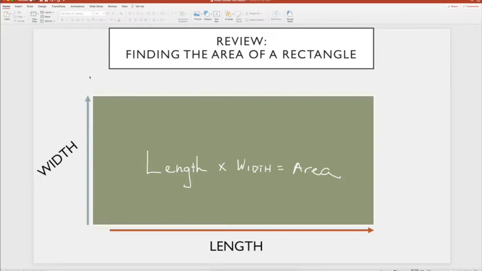Let's also review how to find the area of a rectangle, right? We know that the area of a rectangle has 2 measurements, the width and the length, right? We know this is a 2-dimensional shape, unlike last week where we were looking at 3-dimensional shapes. We know that the area is going to be just the length times the width, right? And our area is going to be in units squared, okay? So again, this is just review. Length by width gives us the area of a rectangle.